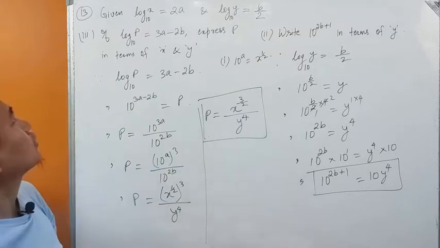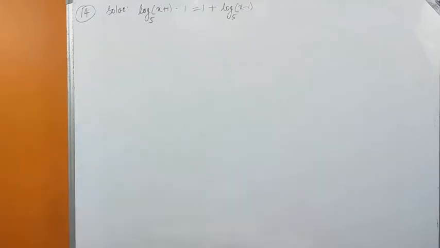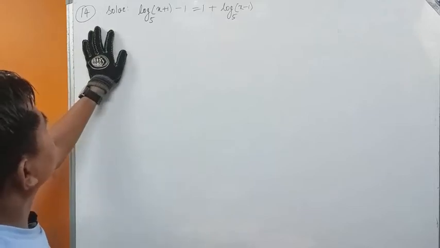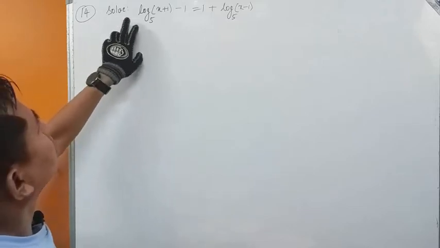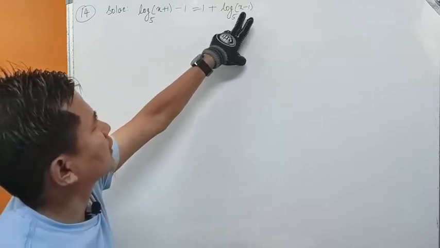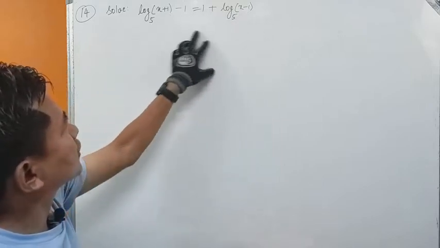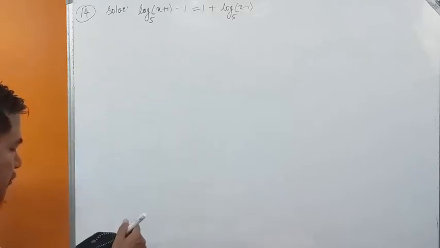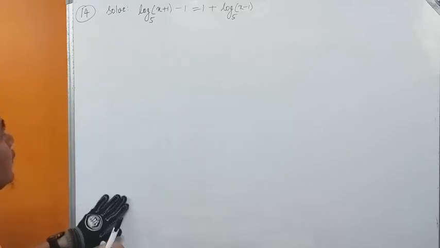Okay, now let us do question number 14. Okay, let us do question number 14 from exercise 8d. Solve log x plus 1 to the base 5 minus 1 equals 1 plus log x minus 1 to the base 5. So this is the equation given to us. We are asked to find the value of x. Solve means we are asked to find the value of x.